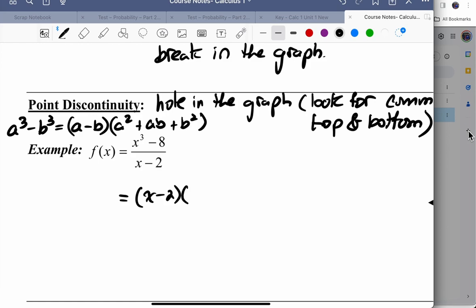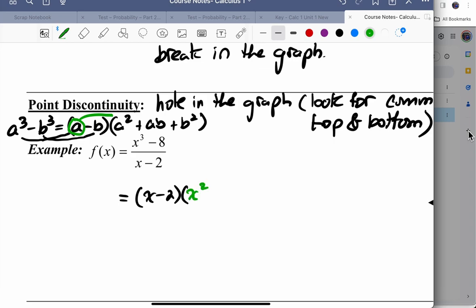Based on the fact that this is related to a point discontinuity, we know that the example I chose must have a common factor, otherwise it would not demonstrate a point discontinuity. If it is going to factor and have a common factor, then one of the factors at the top has to be x minus 2, otherwise there would be no cancellation. But for the rest of it, you look at the cube root of each part of the difference of perfect cubes, and then square whatever the a value is. So that's going to be x squared.